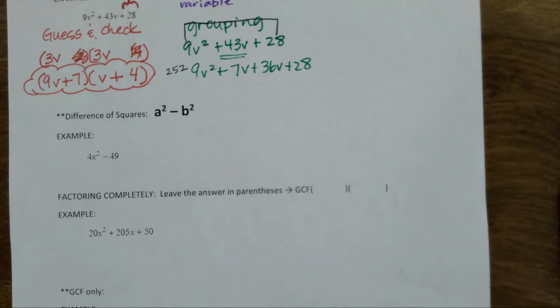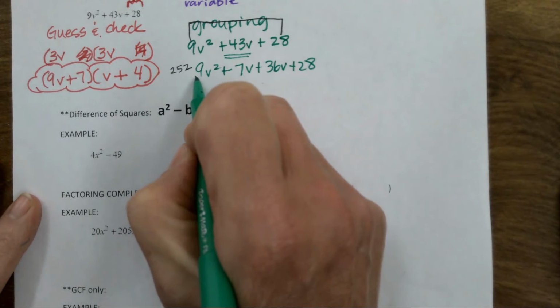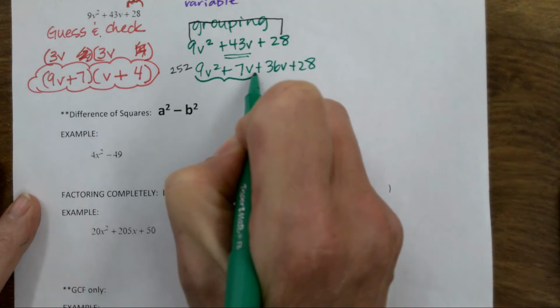Get those out of the way. So that's how I rewrite this. This is my new problem, and now I'm going to do the grouping part of it. The grouping part of it is factoring the pieces. I'm going to factor this first chunk.